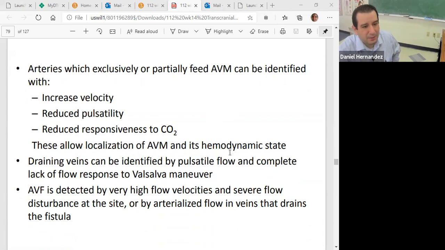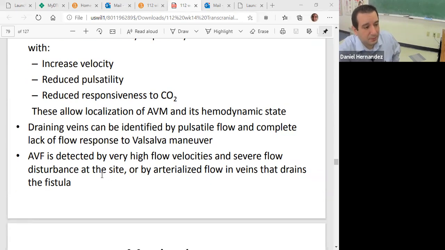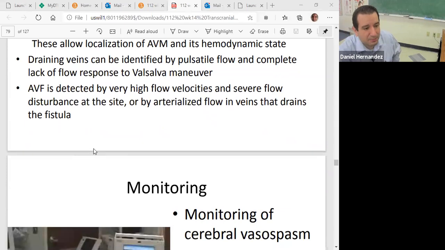And now that there's arterial blood entering those venous drains, we now have a complete lack of flow response to Valsalva. So we lose that Valsalva response that we typically have when we're in a normal vein that's just venous flow. AVF is detected by very high flow velocities and severe flow disturbances at the site, or by arterialized flow in the veins that drain the fistula.